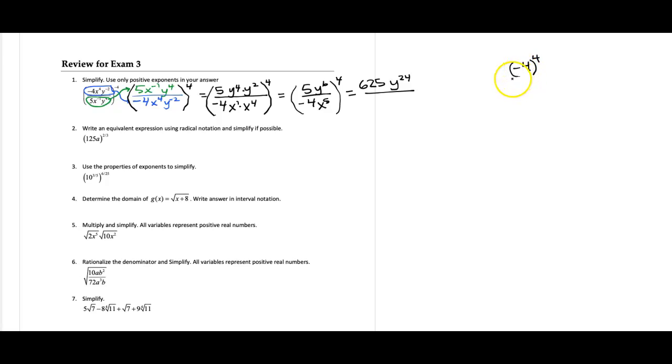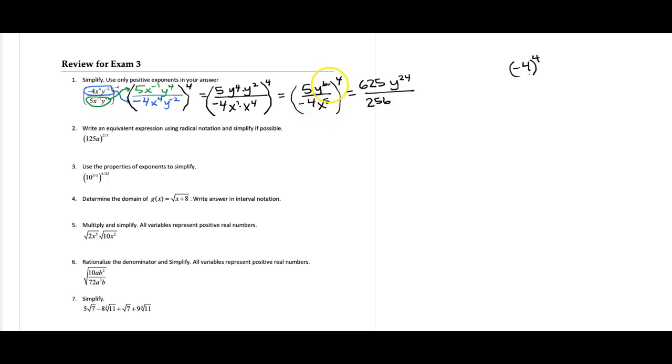All right, and so when I have something like that, that's going to end up giving me a positive, because remember, if I have a negative times a negative, that gives me a positive, and I have a negative times a negative, and then another negative times a negative, right? So 4 to the fourth power is 256, so now that is positive.